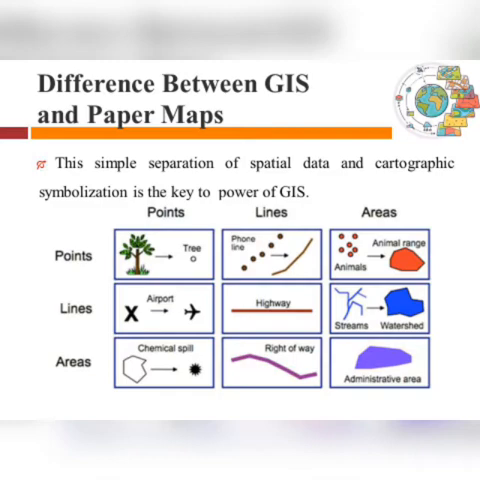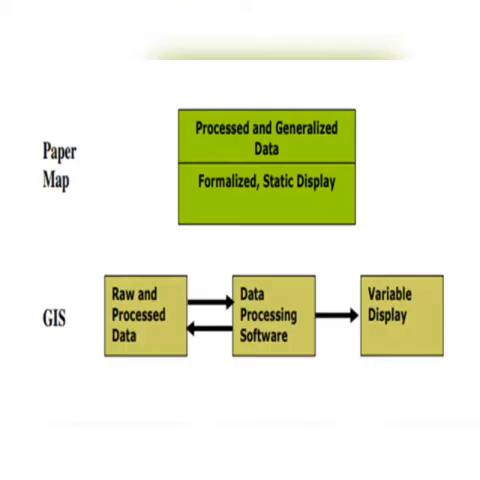So we have n number of symbolizations based upon the requirements. We are using these symbolizations. This chart shows the difference between paper maps and GIS. First, in paper maps, the data are processed and generalized data.